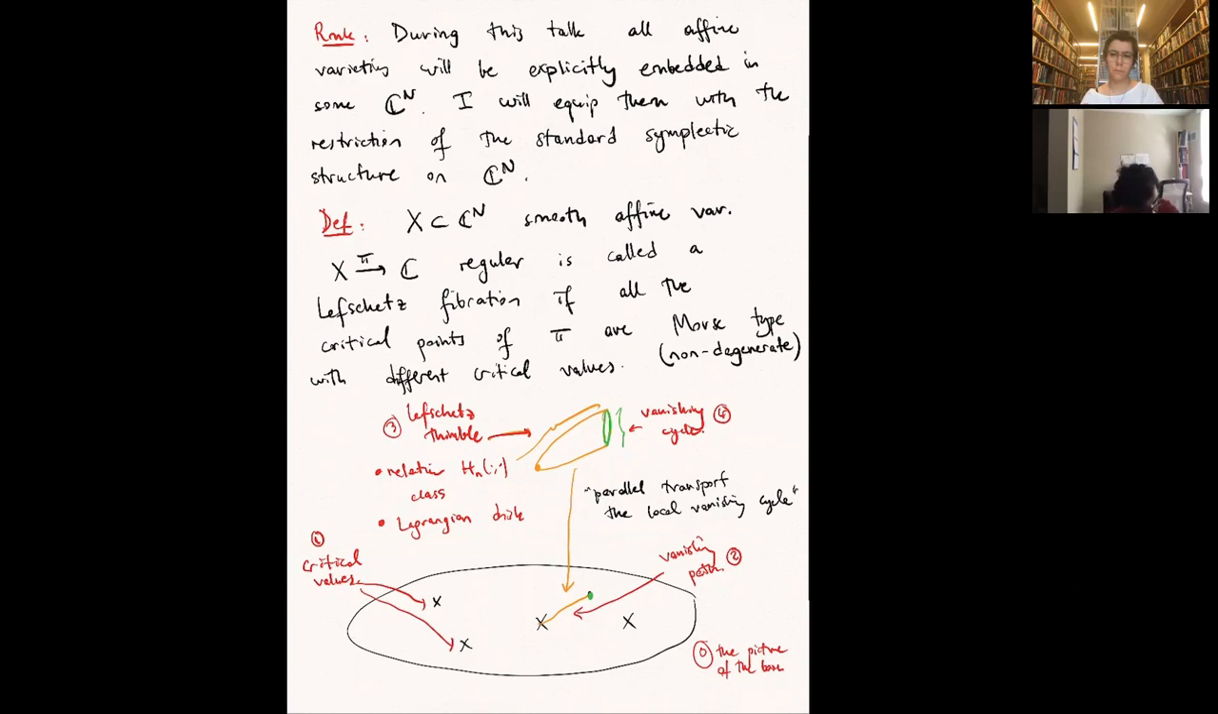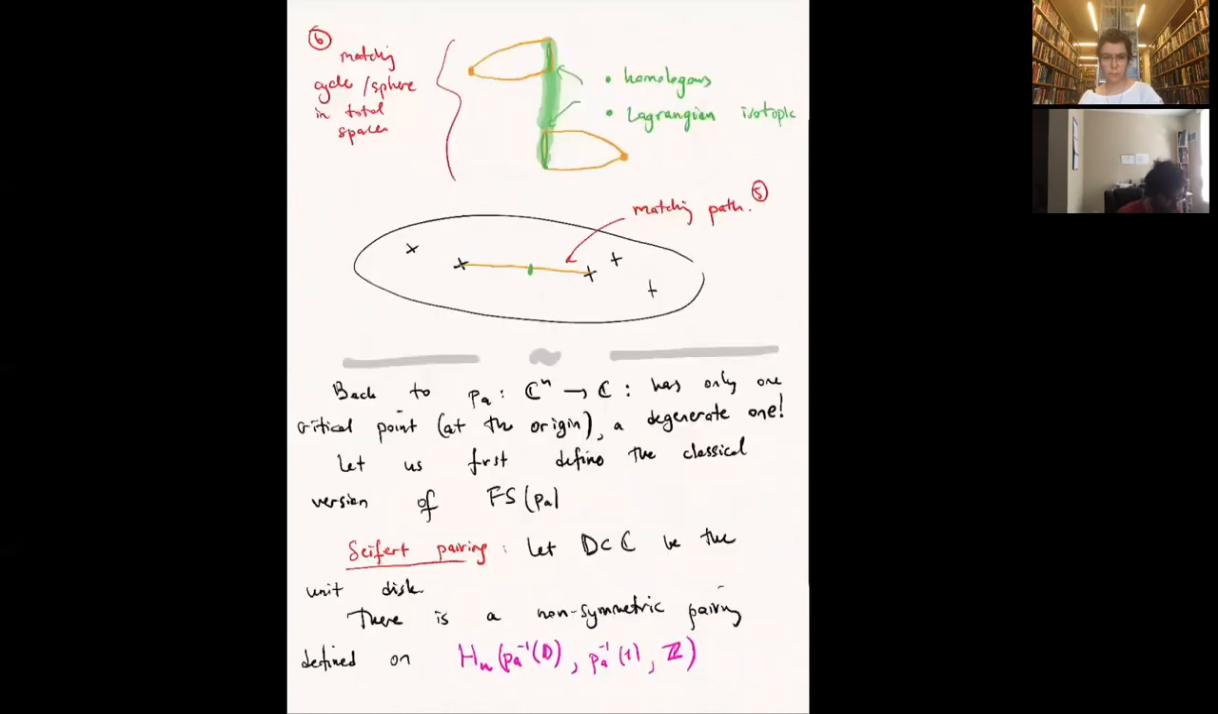Okay, and I'll give one last definition. Again, let's take some Lefschetz fibration as before. Again, I have my critical points and critical values living in the base. And now I take a path going between two of these critical values. And not all such paths are good for me. I will call a path that satisfies a property a matching path. Okay, and the property is the following.